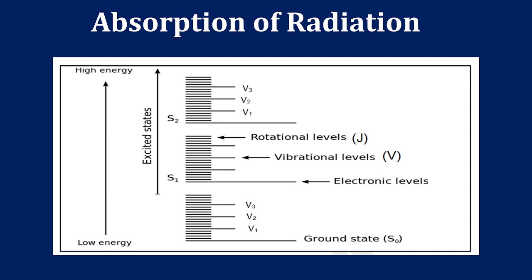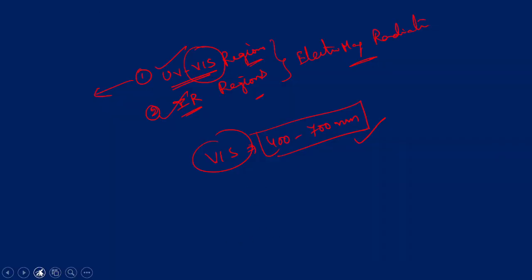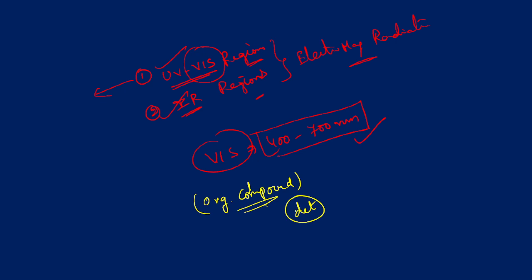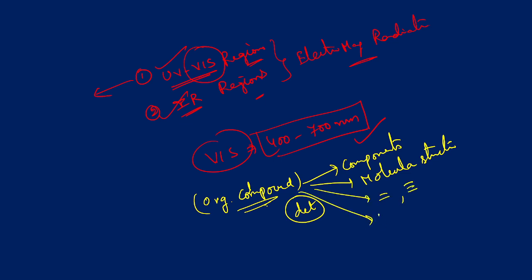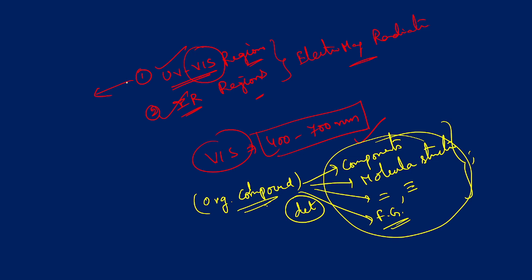Okay, that's all. Suppose you take any organic compound. If you want to estimate or determine what the components are, what the molecular structure is, how many double or triple bonds are present, and what functional groups are present, if you want to know all this data, you can use different types of spectroscopies, based on how the spectrum comes out from this organic compound.